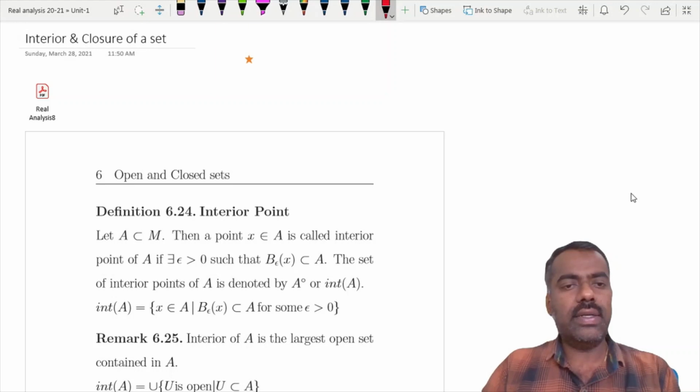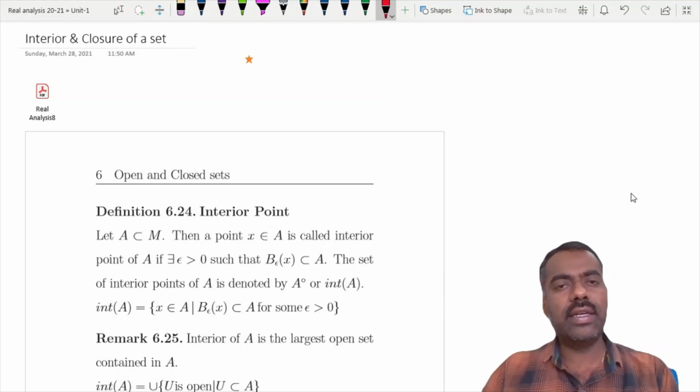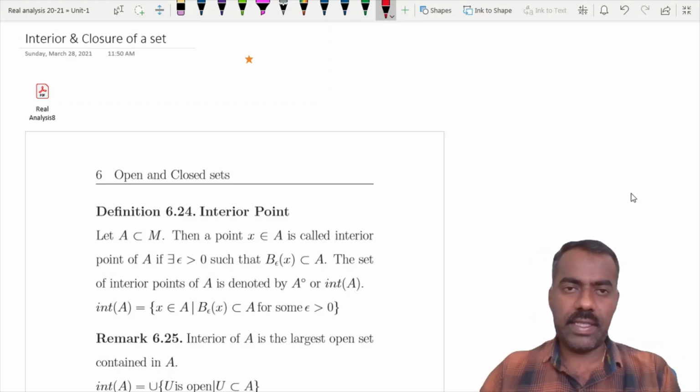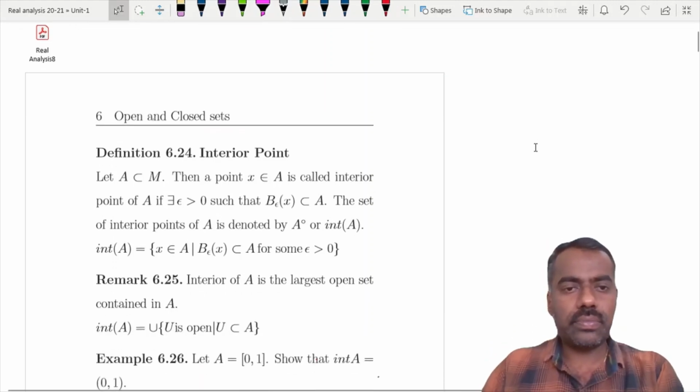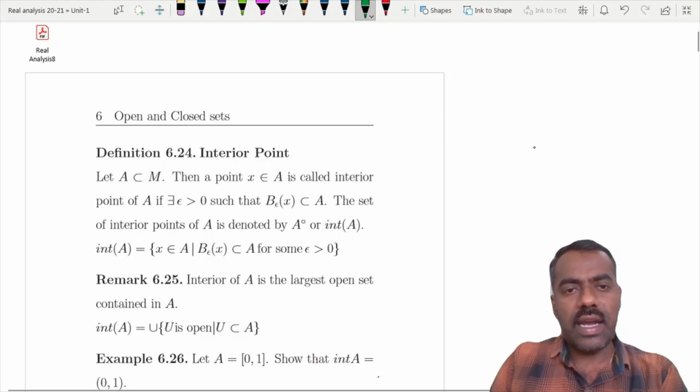In this lecture, we'll discuss interior of a set, exterior, closure of a set, limit point, boundary point, dense set, etc. Okay, so let's start. We start with a definition of what is meant by interior point.